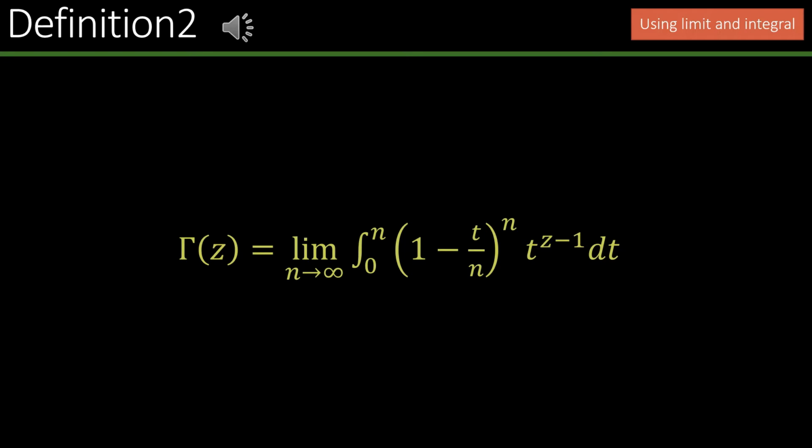The second definition of gamma z. Here it is represented using the limit and the integral, where gamma z is equal to the limit of the integration from 0 to n of 1 minus t over n raised to n, t raised to z minus 1 dt, where n approaches infinity. Let's do the proof.